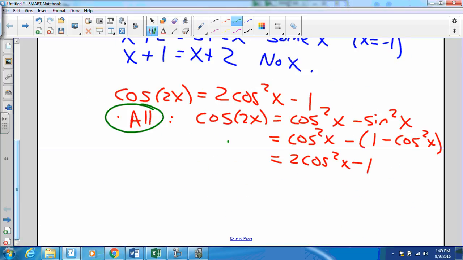What about the last one? The last one is sine x cosine x equals 1.